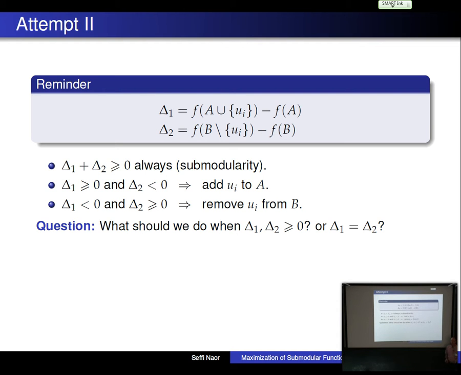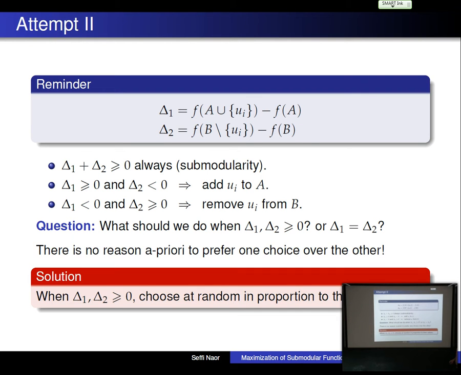But what happens if both delta 1 and delta 2 are non-negative or even equal? What should we do in that case? Well, in the deterministic algorithm, we always went for the bigger of the two. But let's look at the following randomized rule. When both of them are non-negative, we're going to pick a direction at random, but proportionally to the values of delta 1 and delta 2.